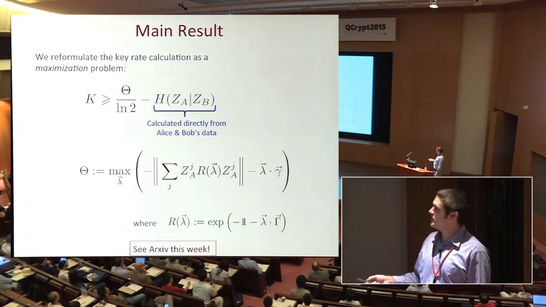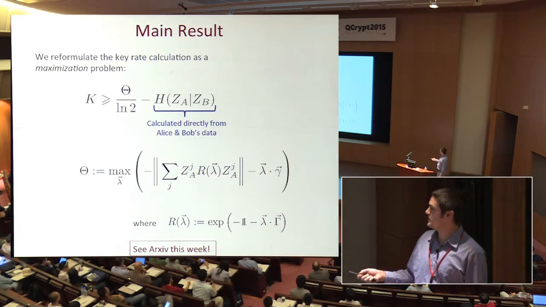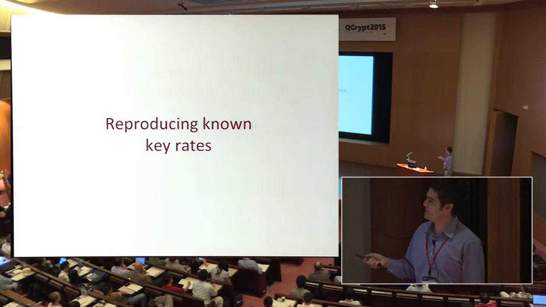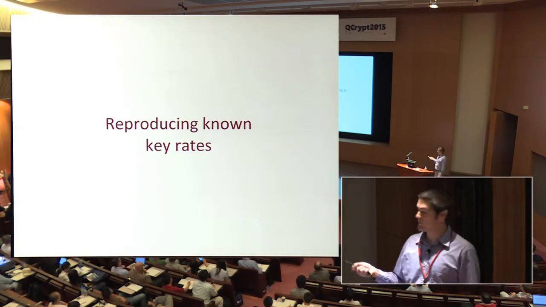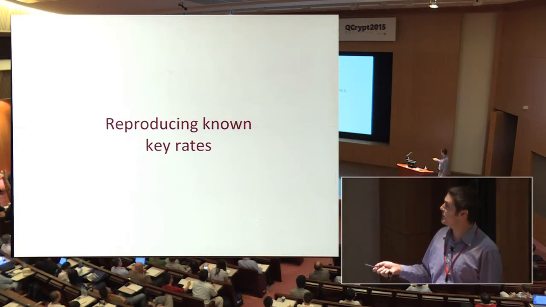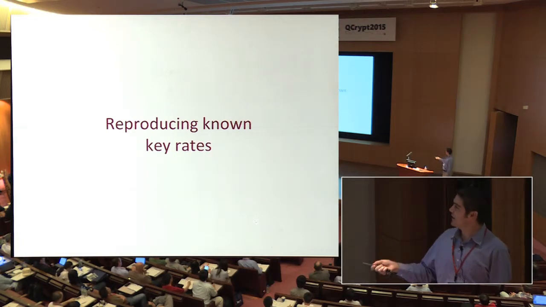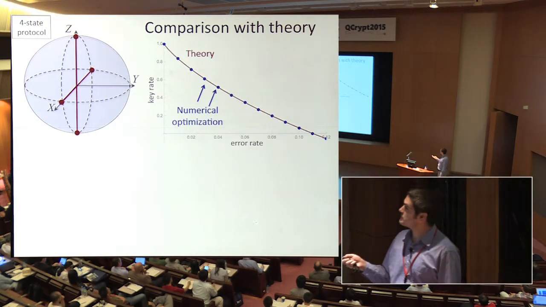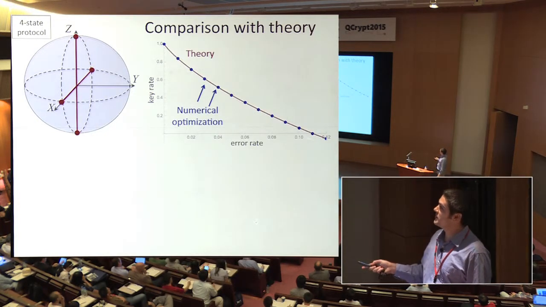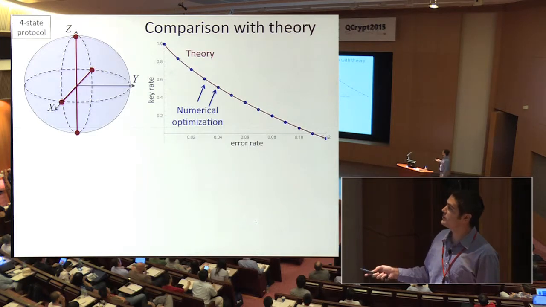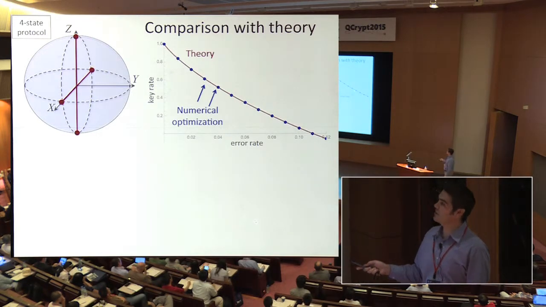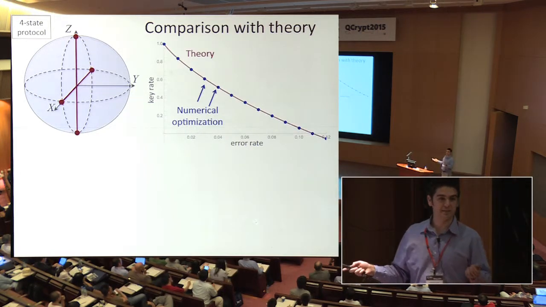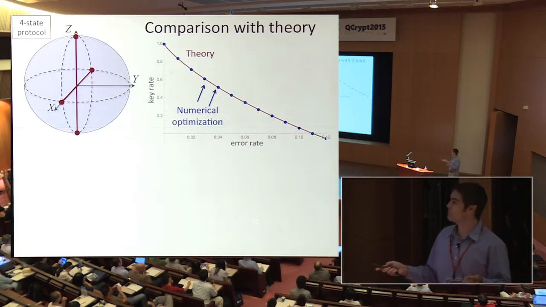So I'm not going to go into detail about the form of our main result. I'm just going to say, see the arXiv this week. But the way that I'll illustrate it is by looking at protocols first that have known key rates. So we can take our main result and apply it to the BB84 protocol. And the red curve here is the known theoretical dependence of the key rate on the error rate. The blue dots are the result of our numerical optimization and should be viewed as reliable lower bounds on the key rate. But in this case, as you can see, they're perfectly tight.